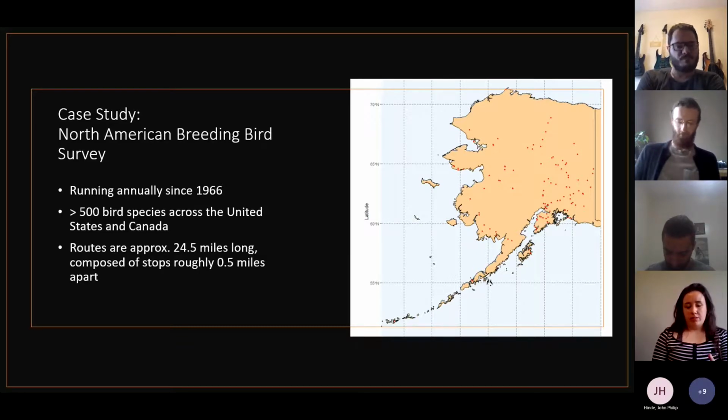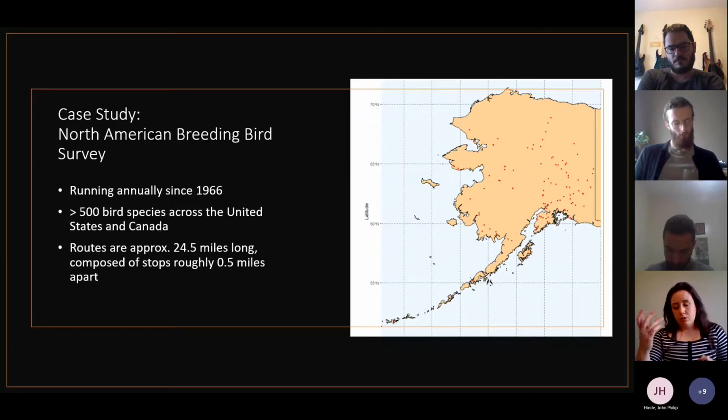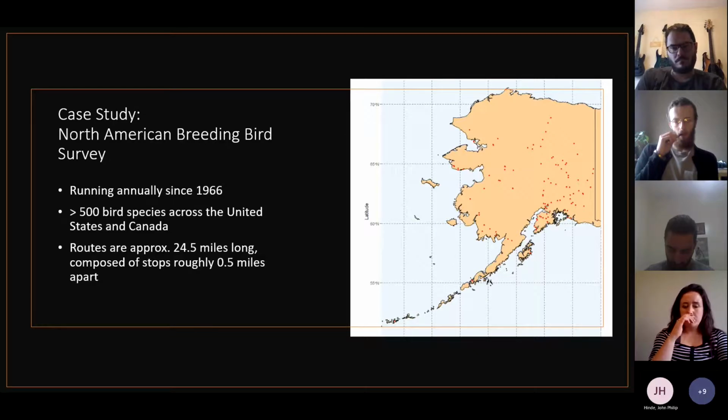Each of these sites is around 24.5 miles long, and it's composed of 50 different stops. And the way that the survey is carried out is once a year in June or July, surveyors go out and they spend 3 minutes at each of the 50 stops in a route, and they record the number of individuals of whatever bird species that they see or hear while they're out there.